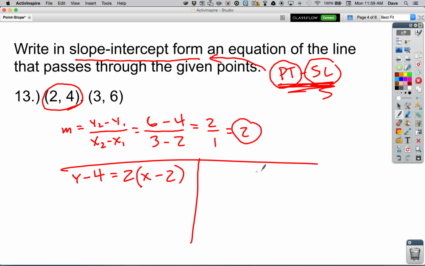But let's say the person I'm working with right next to me, they chose to use the 3, 6 as their point. Same slope, but a different point. Okay, well, their answer is going to look totally different. Y minus 6 equals the slope times x minus the x-coordinate of 3. Okay, so just like I mentioned in the video, if you leave your answer in point slope form, we can't really compare answers. We don't know who's right and who's wrong.